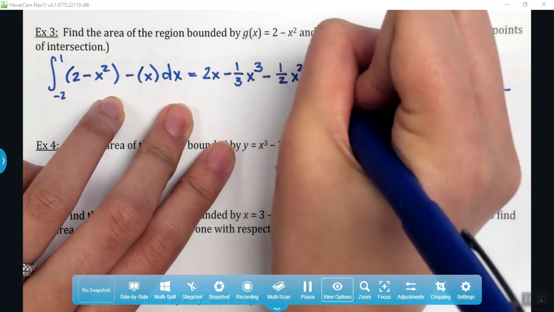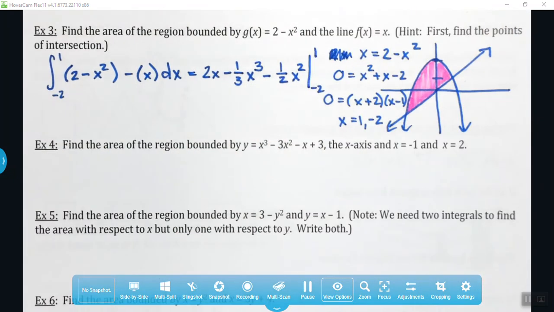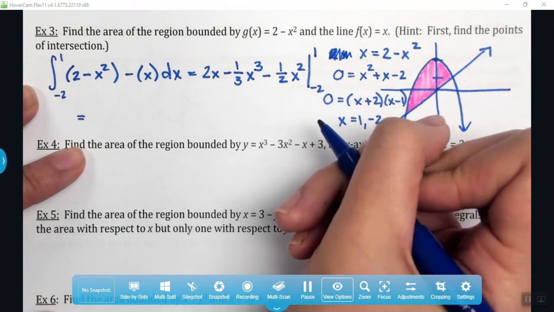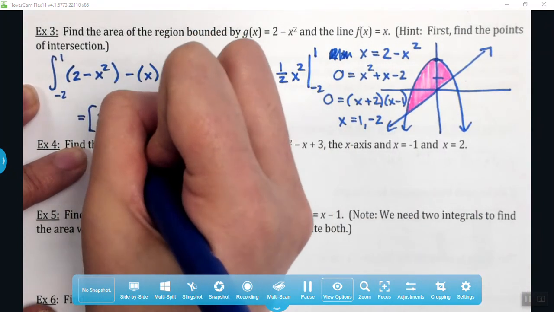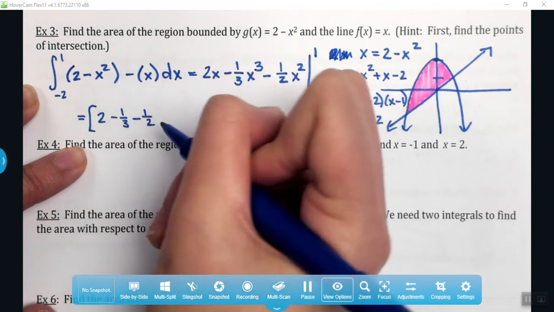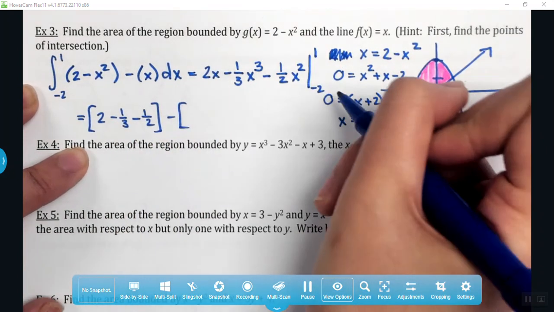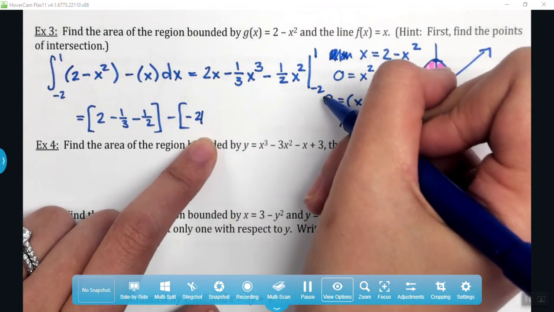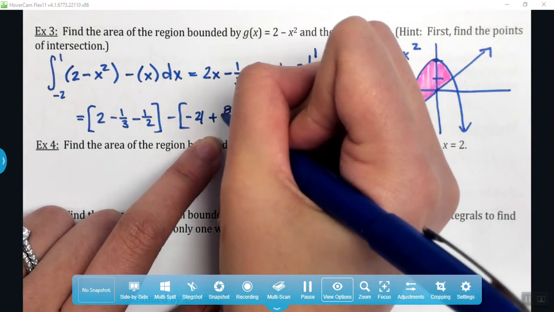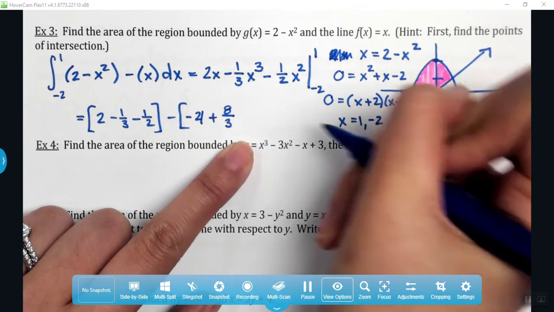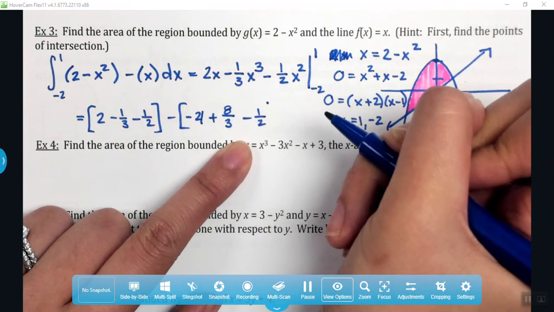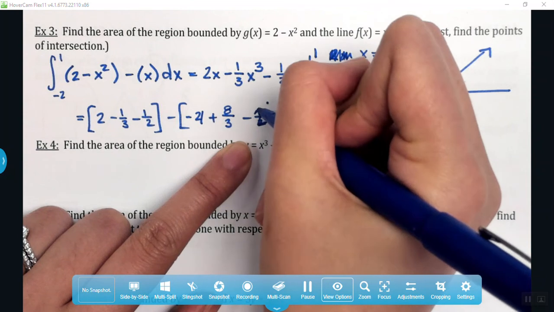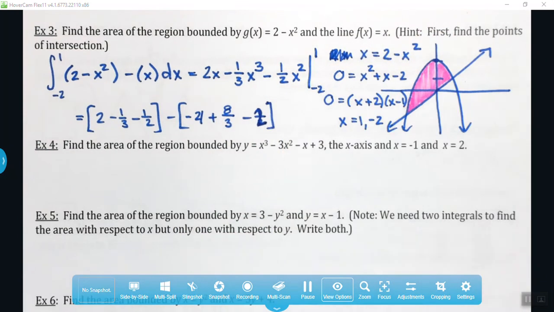One half x squared from -2 to 1. And then we just plug in 1. 2 minus 1/3 minus 1/2, minus -2 plugged in. -4 plus 8/3 minus 2. That's it. And we don't simplify. Got it?